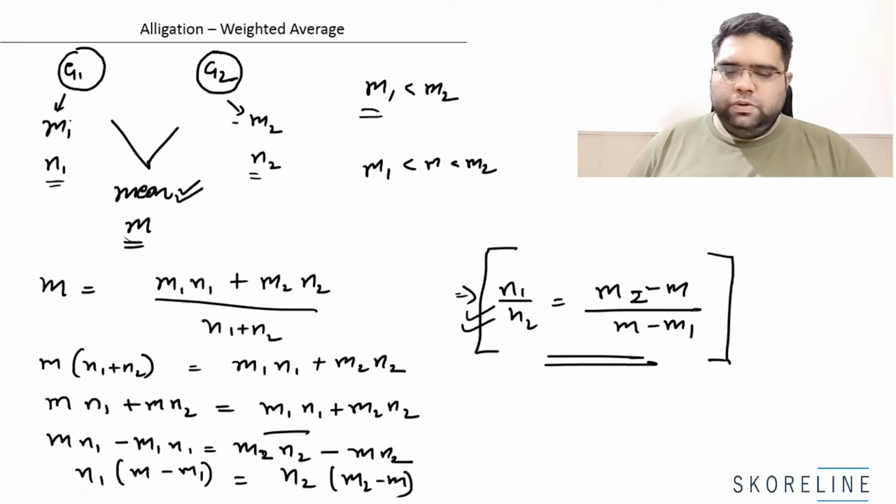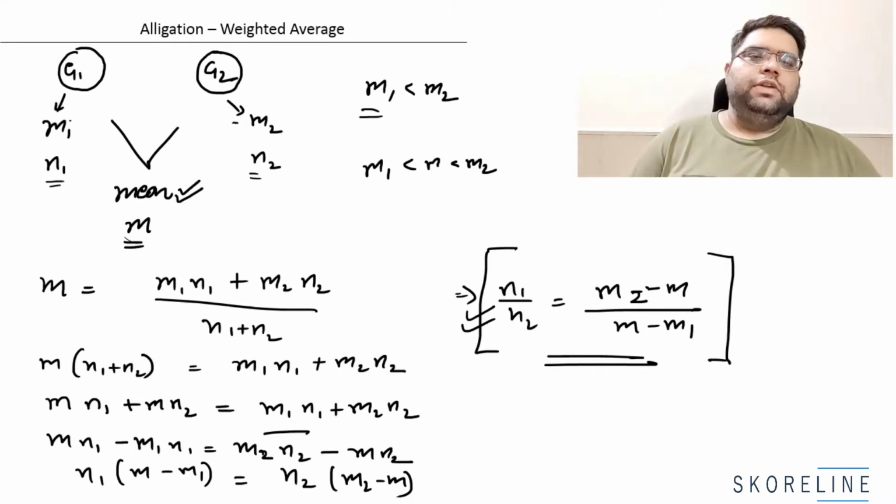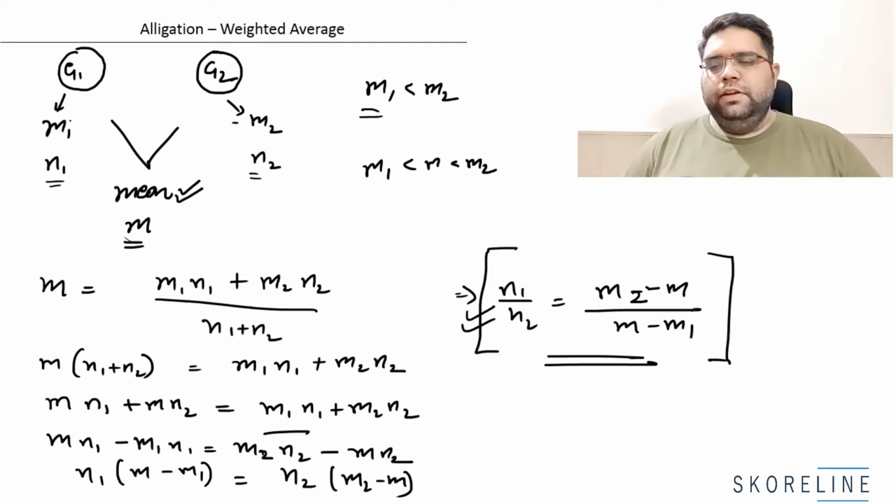This ratio would be equal to: take the group with the higher mean, subtract from it the average mean that we need to reach, correct? Or if you are looking at the concentration of the mixture, take the higher concentration, subtract the final concentration that we need to reach, upon the final concentration minus the lower concentration. I'll show you with an example.